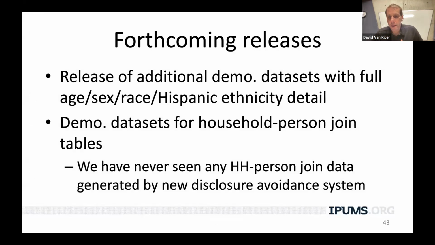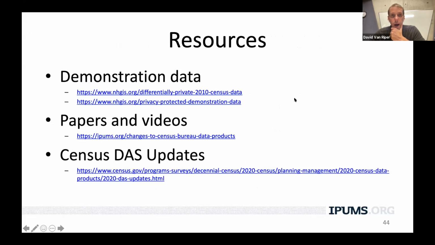So thus far, we've only seen these demonstration products for the redistricting data, which doesn't provide full age, sex, race, and Hispanic ethnicity. We should be seeing those in the next few months. We've never seen demonstration data sets for household person join tables, and so hopefully we'll see those to know how good those data are.